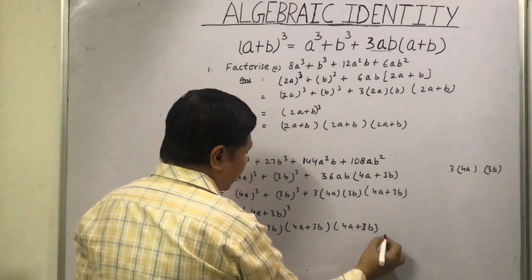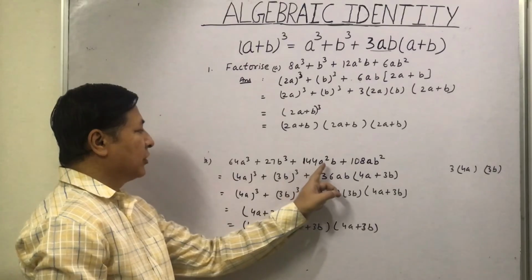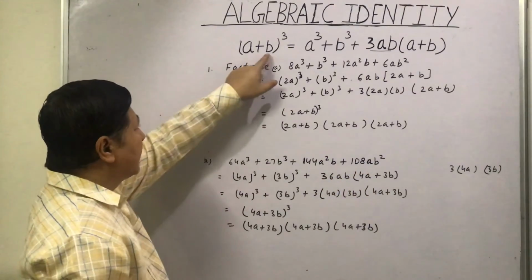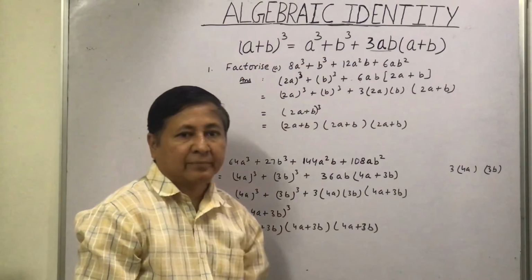So this is the factorization of 64a cube plus 27b cube plus 144a square b plus 108ab square by using the identity (a plus b) whole cube equals a cube plus b cube plus 3ab(a plus b).